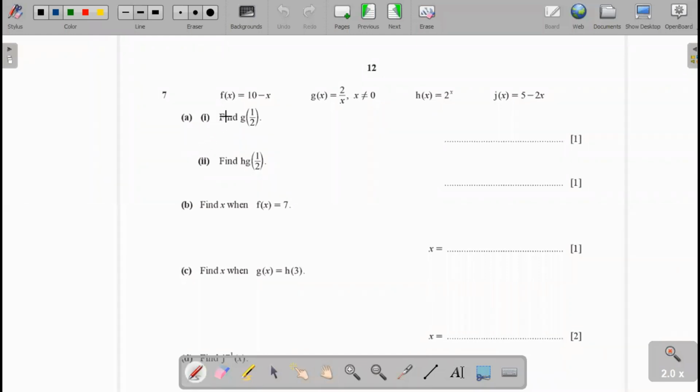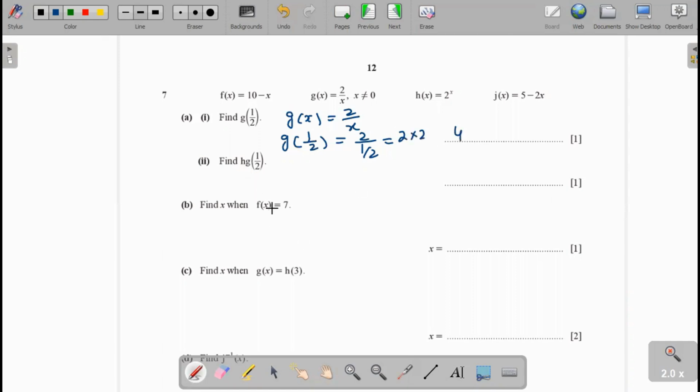In question 7, f of x equals 10 minus x, g of x is equal to 2 over x, h of x is equal to 2 power x, j of x is equal to 5 minus 2x. Now, firstly, we find g of 1 over 2. This is the function g of x. Therefore, we can write g of 1 over 2, that value will be equal to 2 over 1 over 2. And that value becomes 2 multiplied by 2, and the answer is 4.